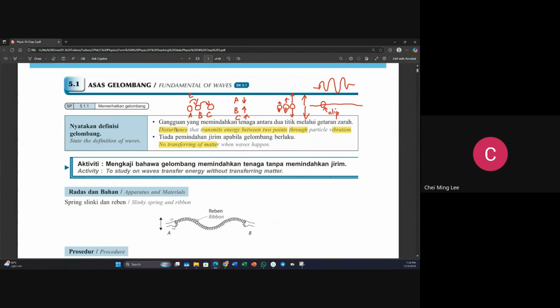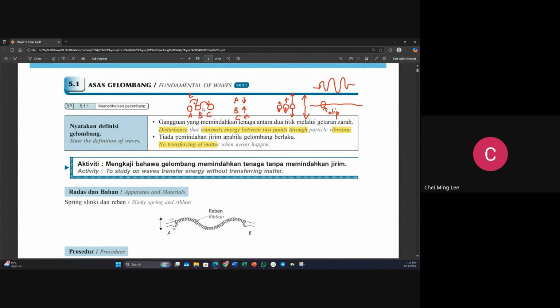So it's a disturbance that transmits the energy between 2 points through the particle vibration, and during that time there's no transferring of matter. It means that you see the energy was transferred, but the particle does not move, it remains at the same spot during the time.